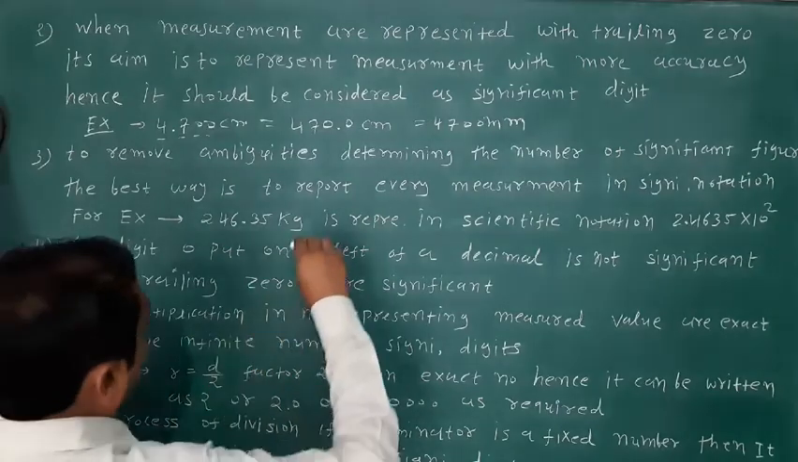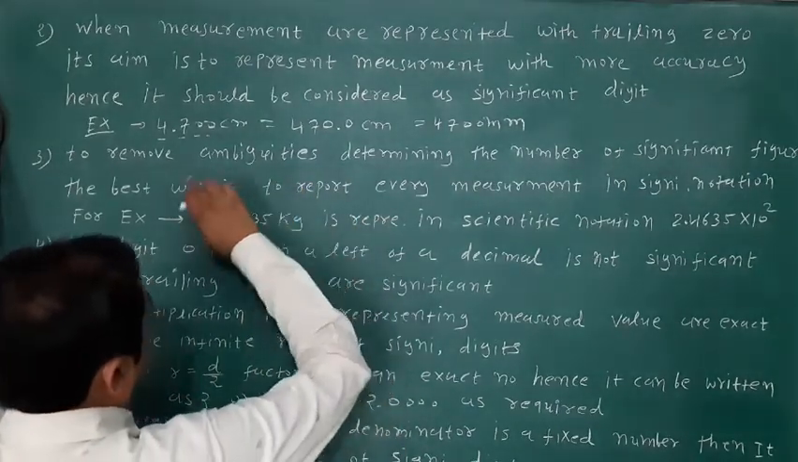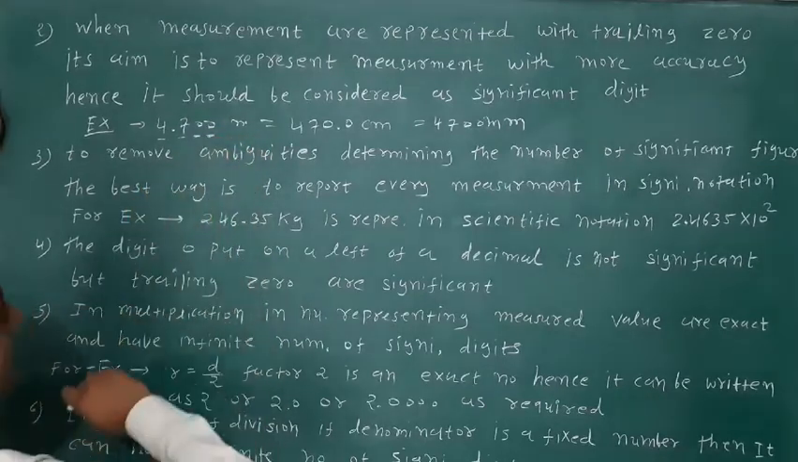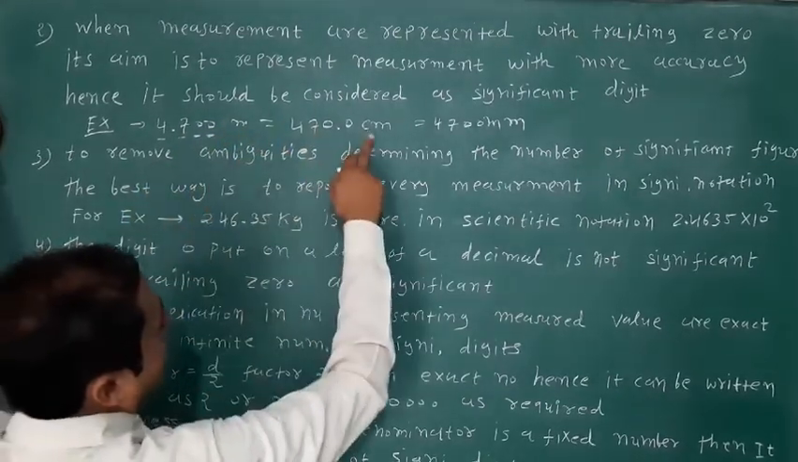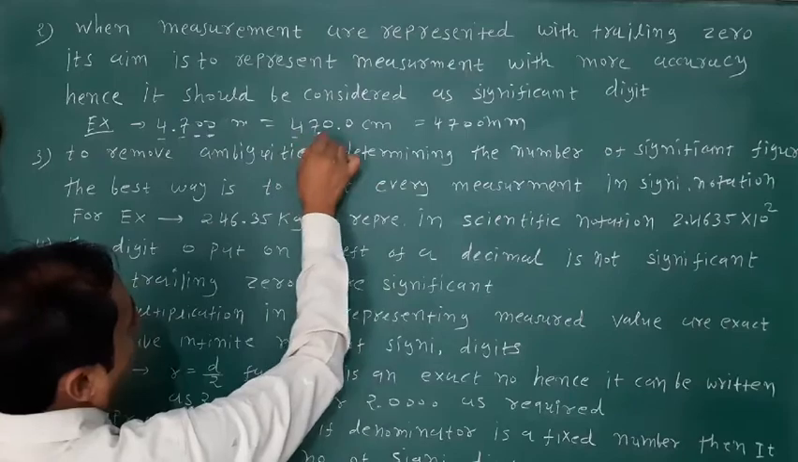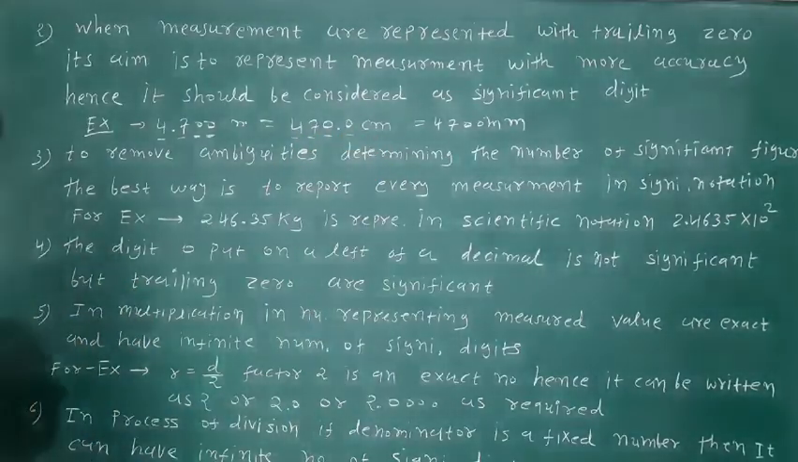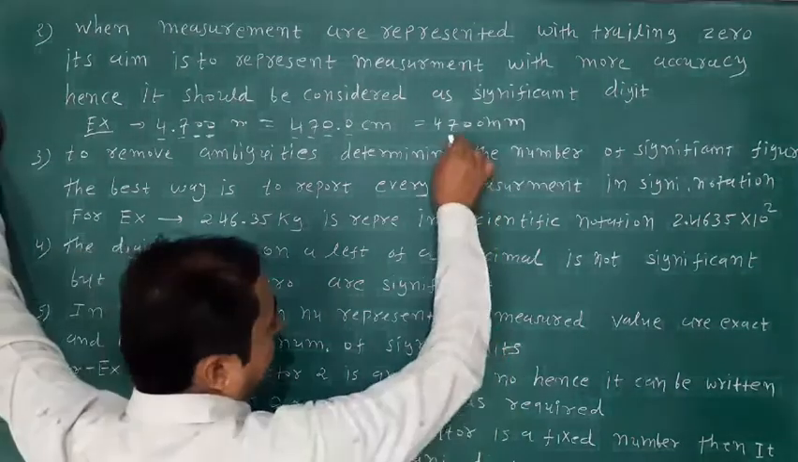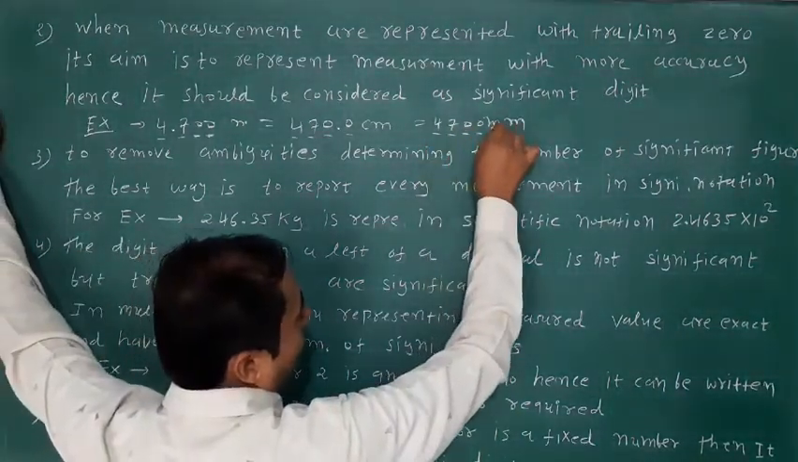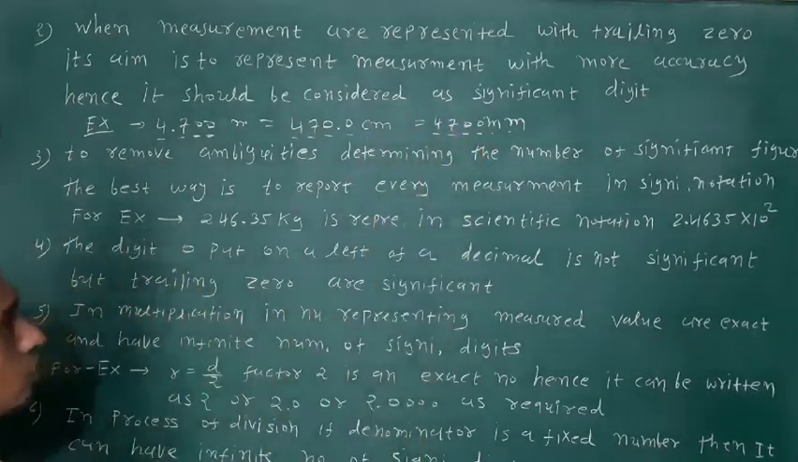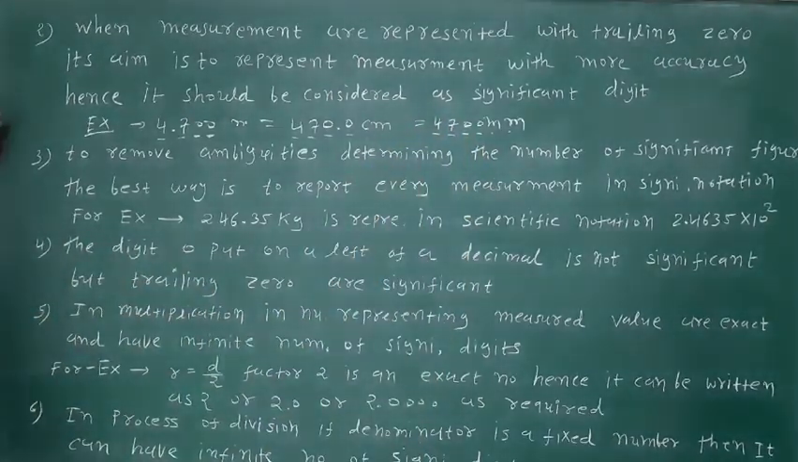Suppose this is in meter, not centimeter. Okay. And it is converted into centimeter. So 4700 has 4 significant digits. In the same way, 4700 millimeter. In this case also we have 4 significant digits.